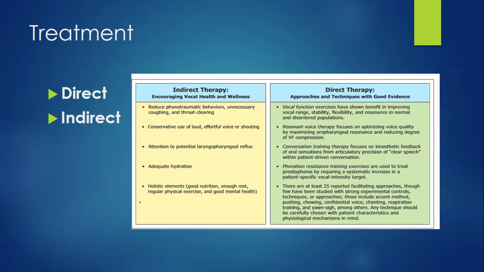Adequate hydration, drinking a lot of water. We always say drink half your weight in water daily. So that's very important. And holistic elements such as good nutrition, enough rest, regular exercise, and good mental health. Those are all indirect therapy. They're counseling that the speech pathologist or the voice pathologist would give the clients.